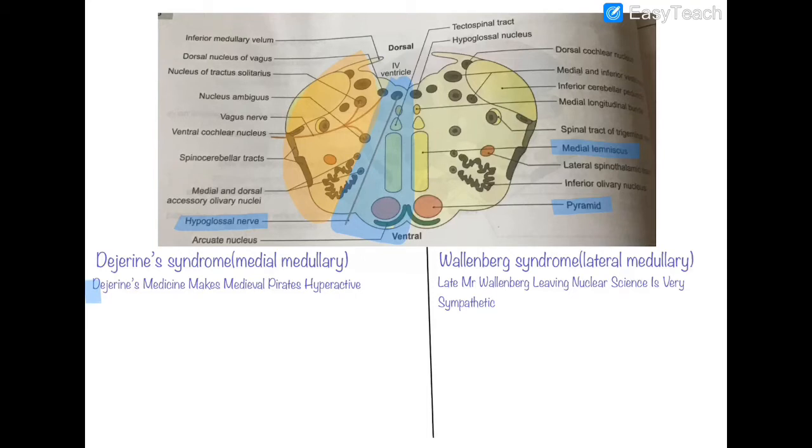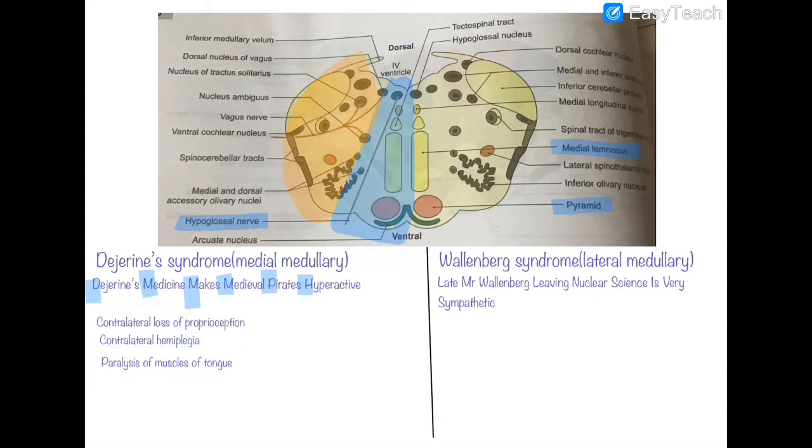The D stands for Dejerine, M medial, M medullary, M medial lemniscus, P pyramid and H hypoglossal nerve. Now the effects: if the medial lemniscus is affected, there will be contralateral loss of proprioception because it carries the sensation of equilibrium and position from the opposite side of the body. If the pyramid is affected, there will be contralateral hemiplegia. If the hypoglossal nerve is affected, there will be paralysis of muscles of tongue supplied by the hypoglossal nerve.